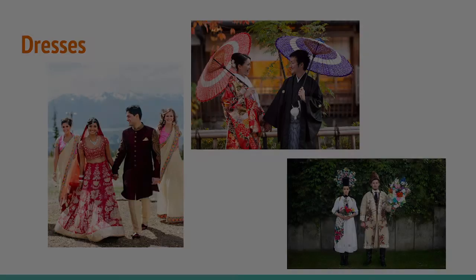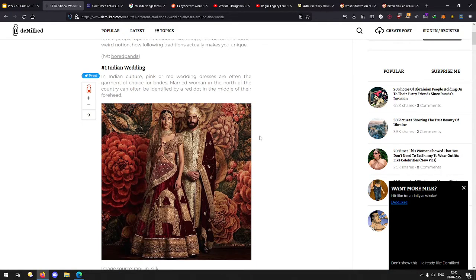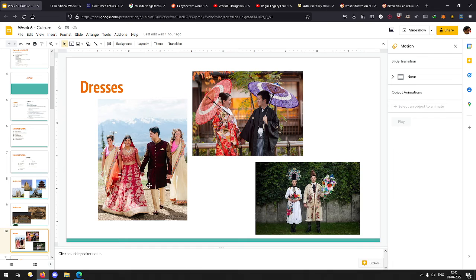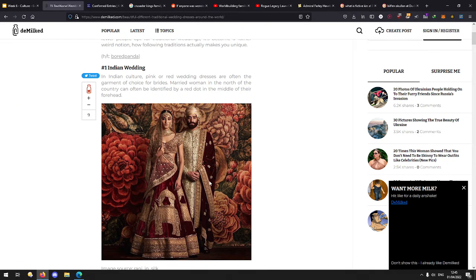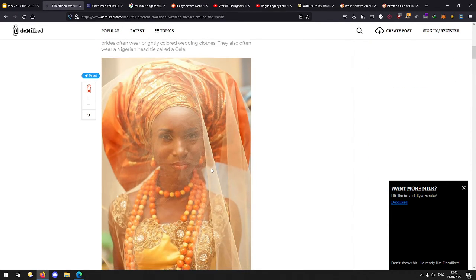For example, I have other examples here. This is an Indian wedding, a Hindu wedding again, and you can see the basically reddish color themes here, and the gold. It's probably to signify the wealth. And you see here, for example, a Nigerian bride.